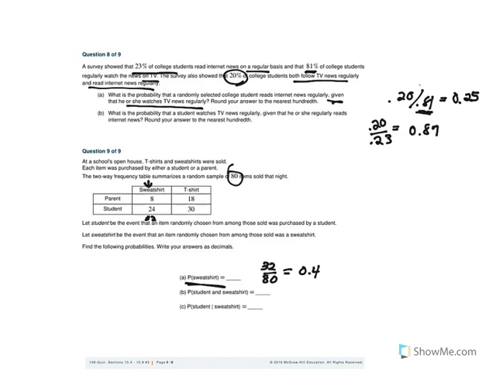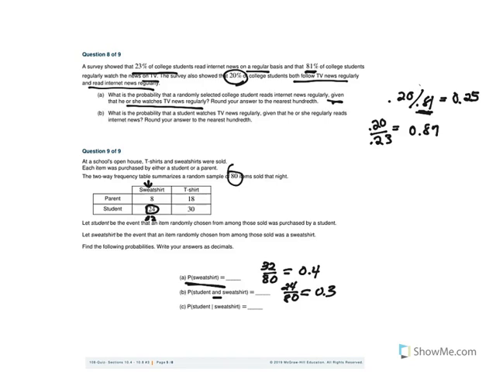Next, we're looking for the probability that a person randomly selected is a student and they bought a sweatshirt. So a student and they bought a sweatshirt. So what are we looking at? We still have a total of 80. But how many are students who bought sweatshirts? Well, that would be 24. So 24 divided by 80, and that gives us 0.3.